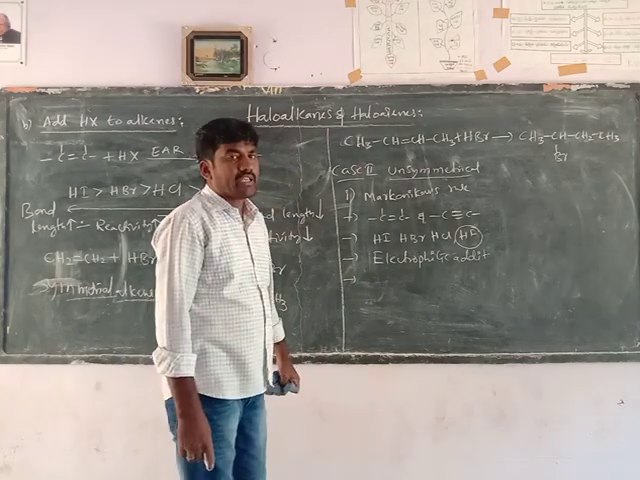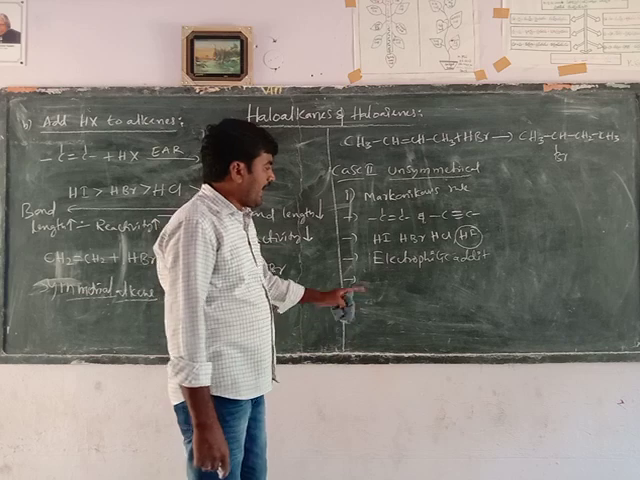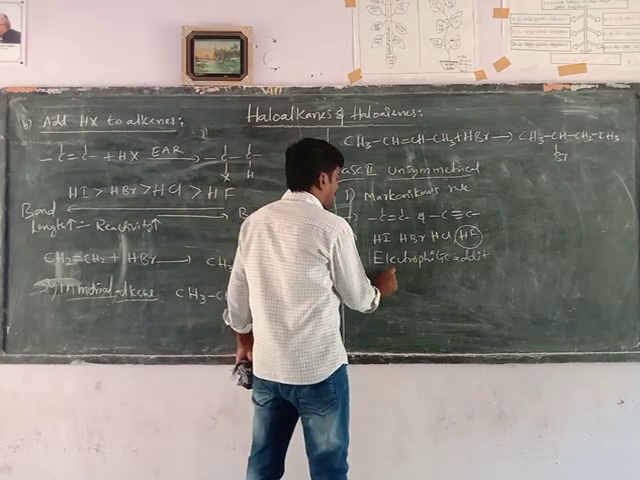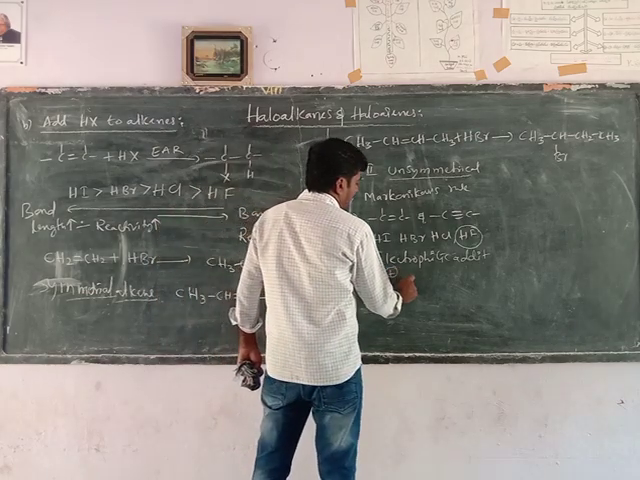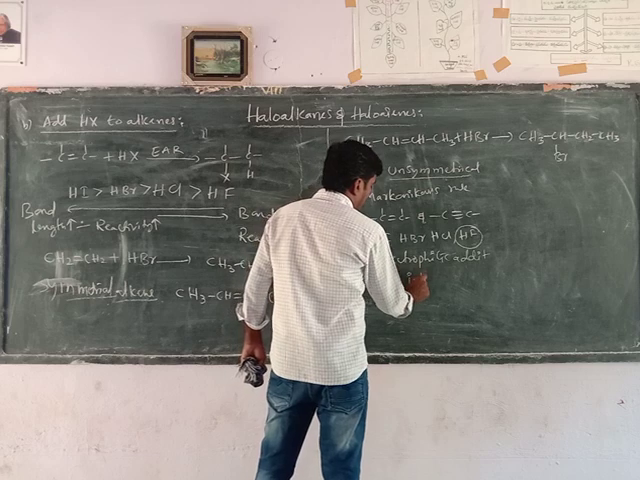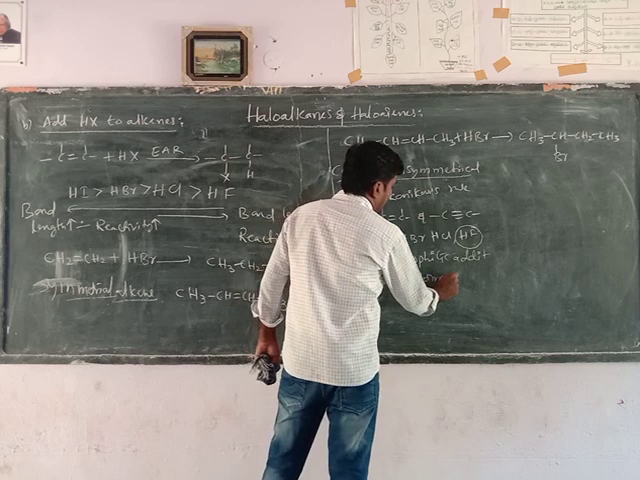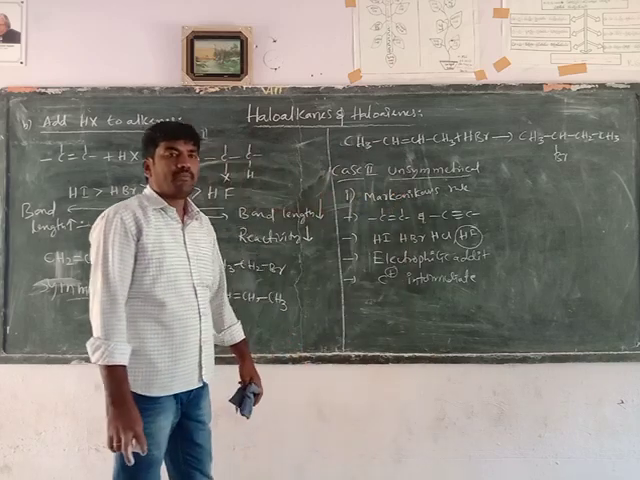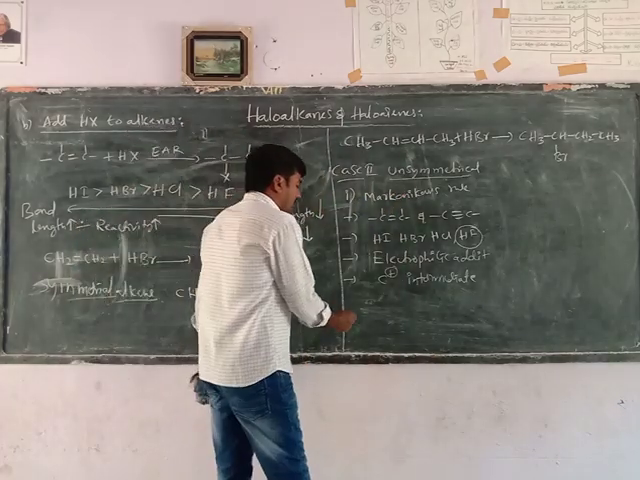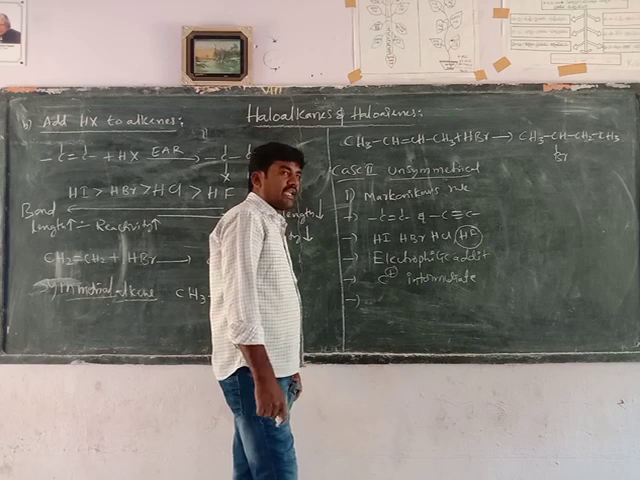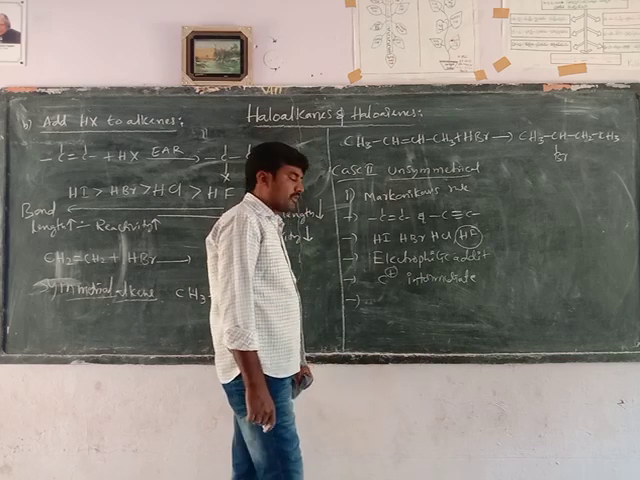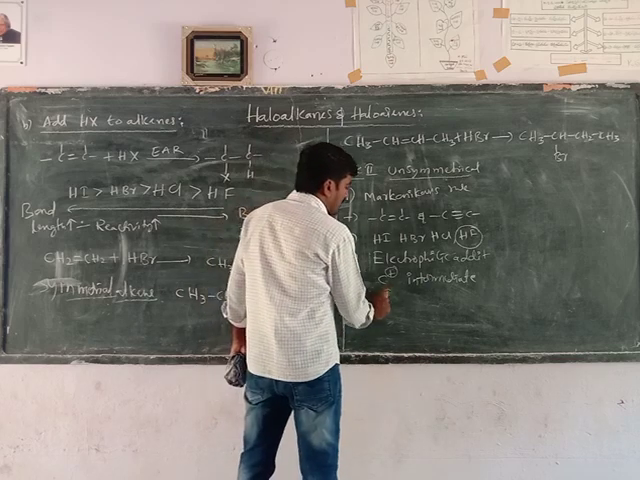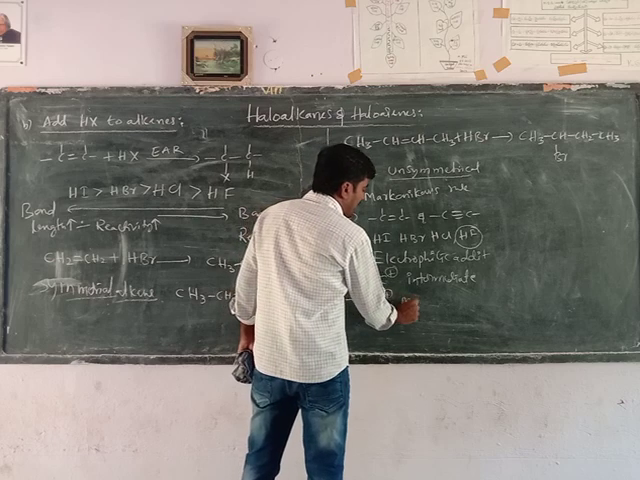When these alkenes are reacting with the hydrogen halide, a carbocation intermediate will form, and the stability of the carbocation decides the major product.